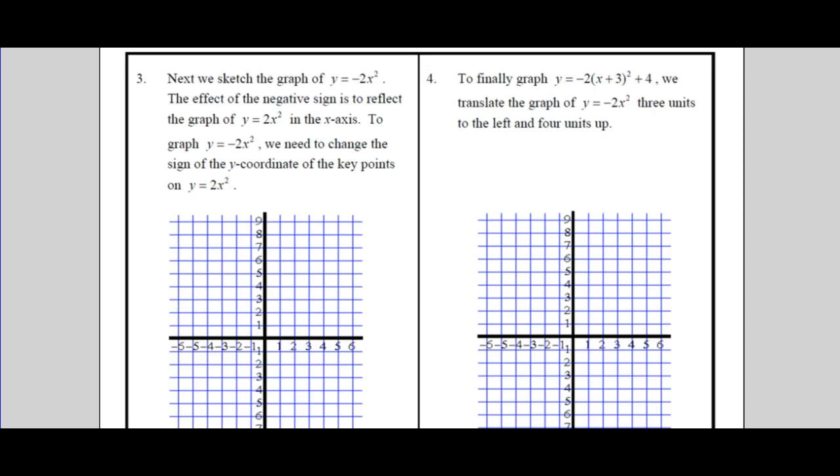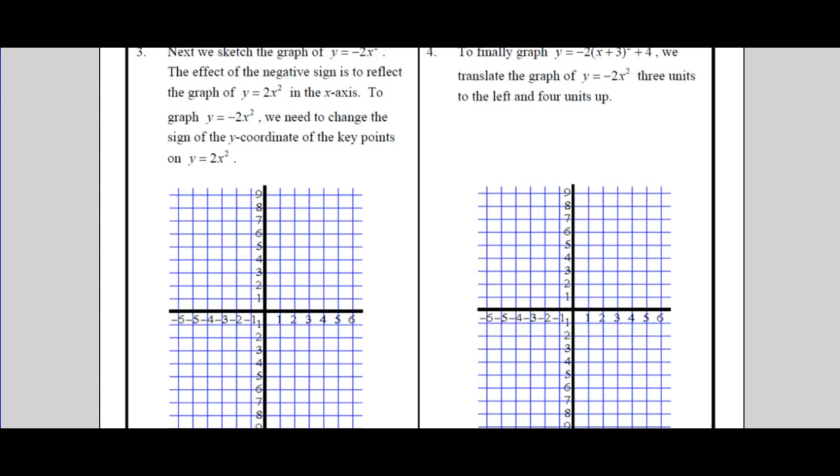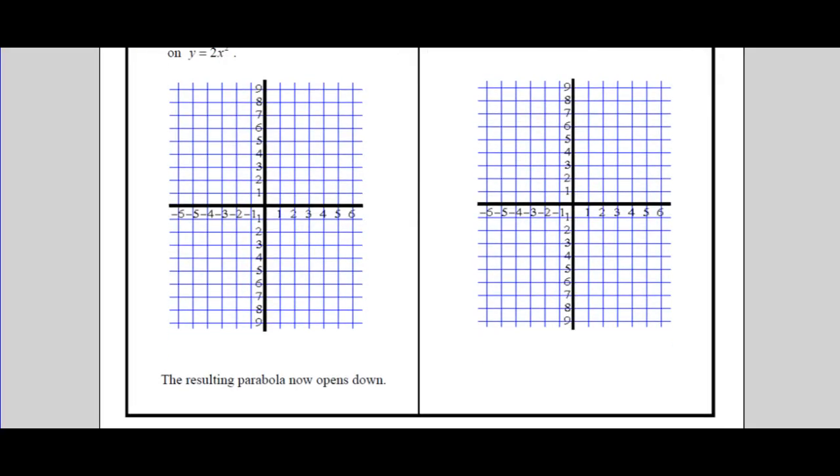Next, we sketch the graph of y = -2x squared. The effect of the negative sign is to reflect the graph in the x-axis. To graph that, we need to change the sign of the y values. Okay, so (0, 0), right? What's happened to it? It's still on (0, 0). So a vertical stretch has no effect on the vertex. A reflection has no effect on the vertex. Okay, so now (1, -2), and (2, -8).